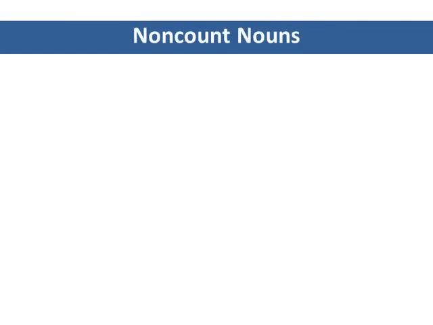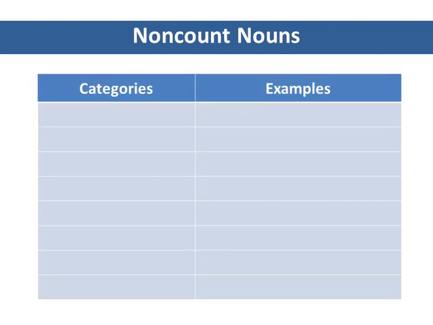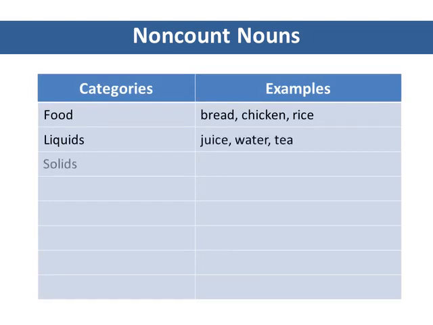Non-count nouns are nouns that usually are not counted. They can't be plural and always take a singular verb. They belong to certain categories such as food, for example, bread, chicken, and rice. Liquids, like juice, water, and tea. Solids, such as gold and paper. Gases, for example, smoke, air, and steam.